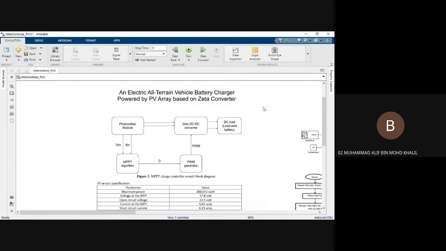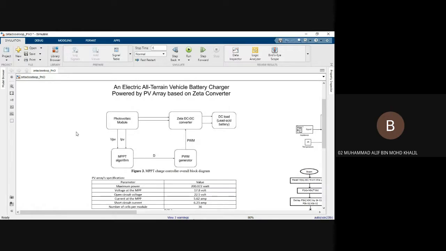My name is Muhammad Alif bin Muhammad Khalil, and the title for the project is an electric vehicle battery charger powered by PV array based on zeta converter. So the first thing we're gonna look at is the block diagram for the system.